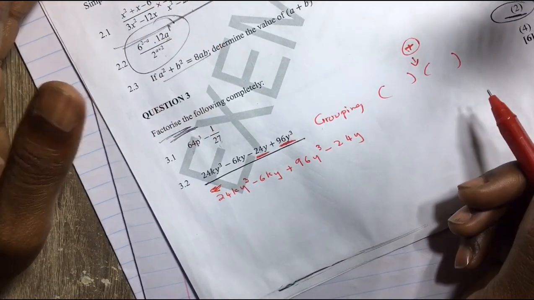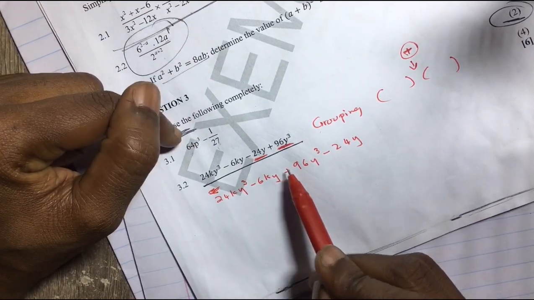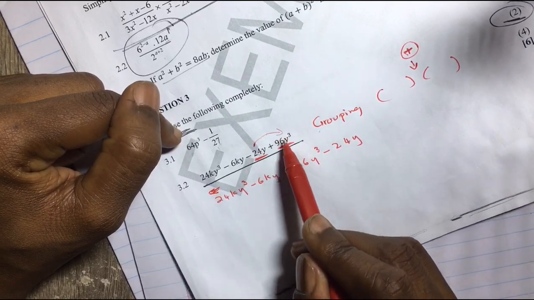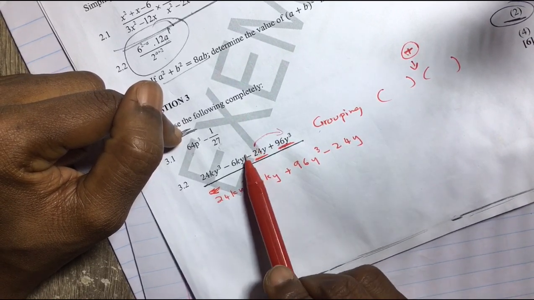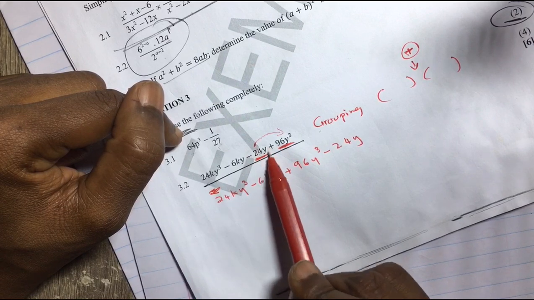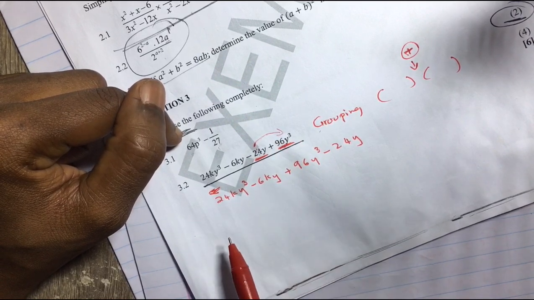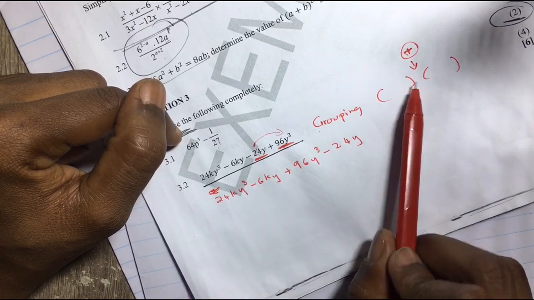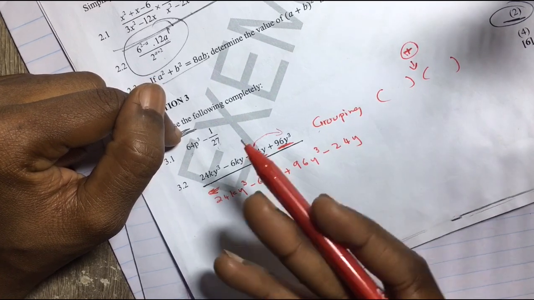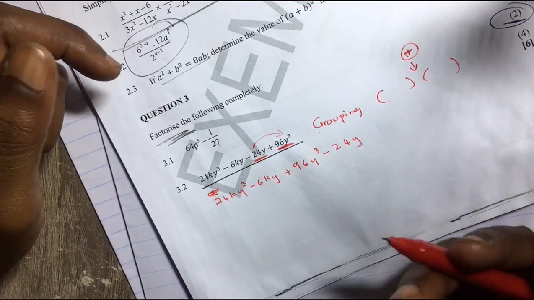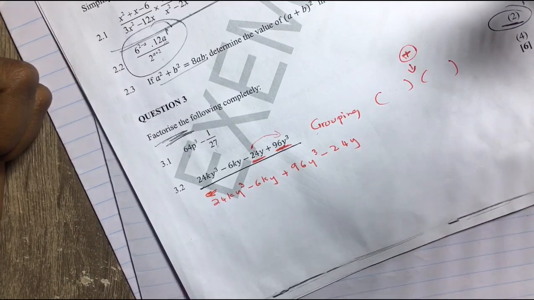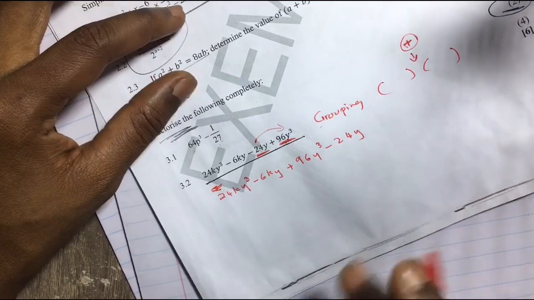I can do that as long as you maintain the signs. I just took this one there, took this one there, but it goes with the sign. This is a negative 24y. This is plus 96y squared. So why am I doing that? Because when I'm pairing them, I want to avoid dealing with negative signs. But if you want to do it, you're not going to die because of that.